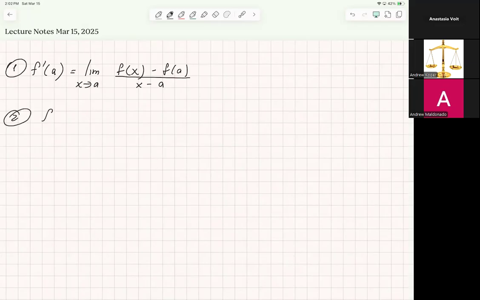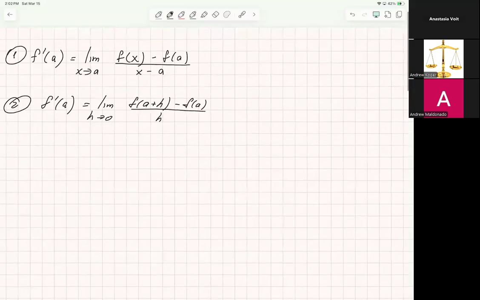And formula number two is this one, f prime of a equals the limit as h approaches 0 of f of a plus h minus f of a over h. Okay, so we have these two formulas that we didn't get the chance to use, but let me show you a couple of examples where we can use them.